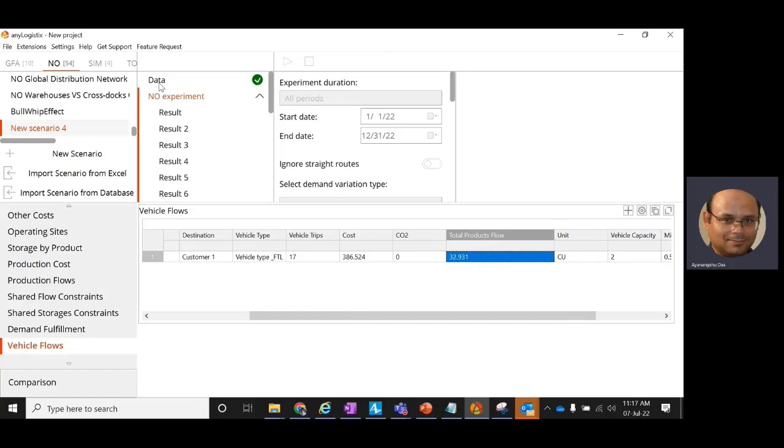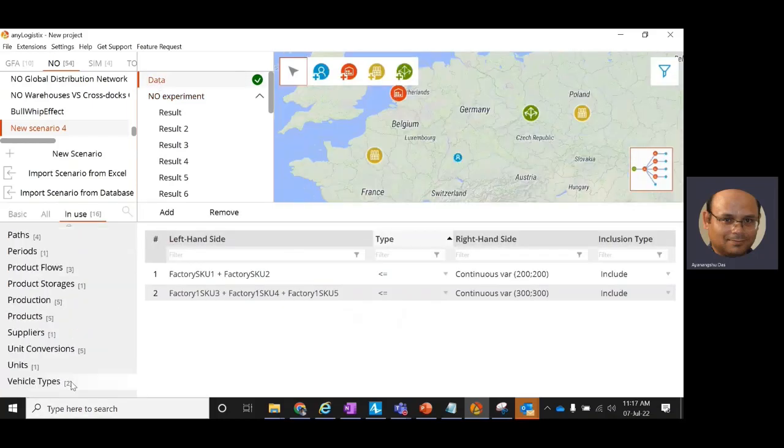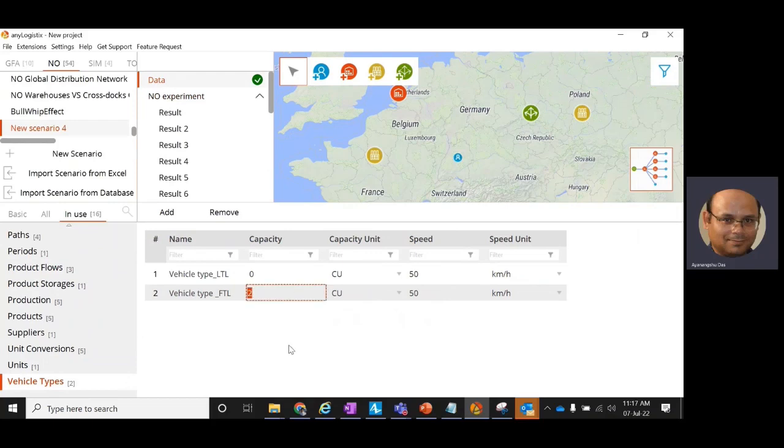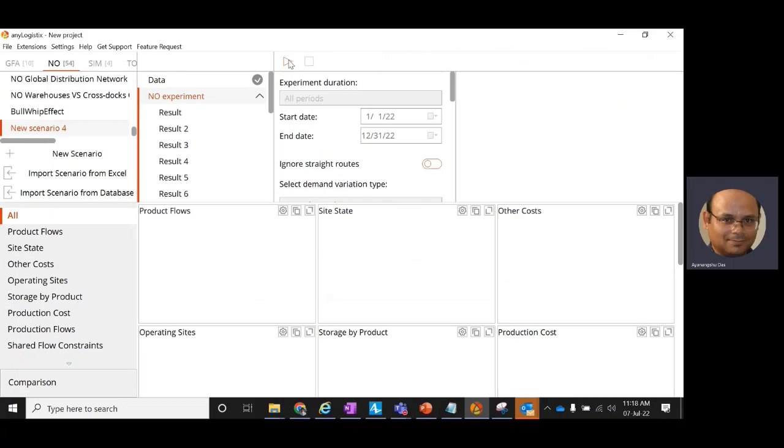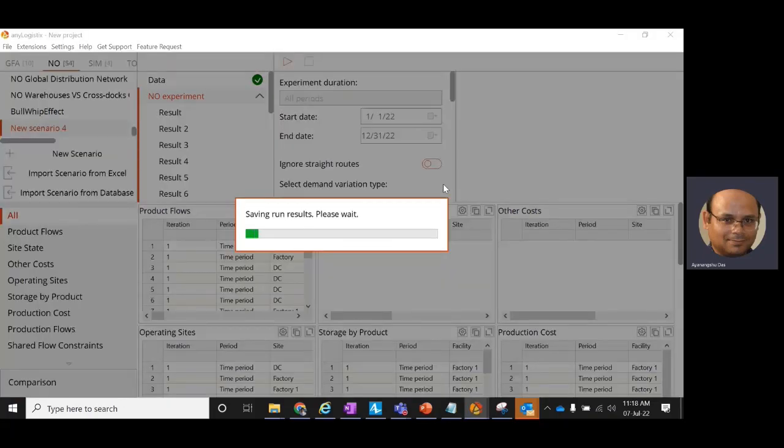So what we could have done is increase the total volume of the FTL truck to maybe 50 cargo units, because it is sending 32 cargo units and we have the min load ratio as 25 cargo units. So 32 cargo units is anyway more than 25 cargo units. So we will see again a full truckload of one or two shipments.